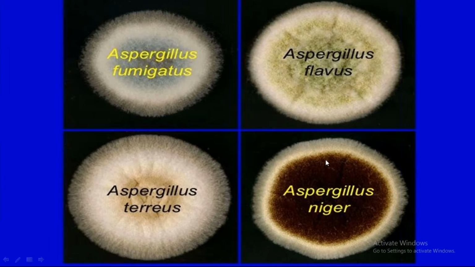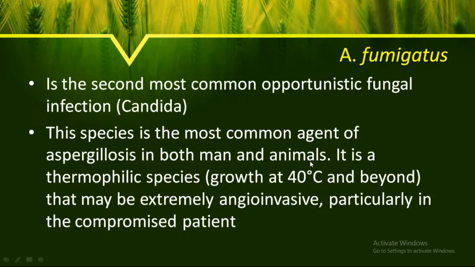So fumigatus is the second most common opportunistic fungal infection after Candida, and this species is the most common agent of aspergillosis in man and animals. It is a thermophilic species, that is, growth occurs at 40 degrees and beyond, and may be extremely angioinvasive, particularly in immunocompromised patients. So these are all opportunistic fungi.